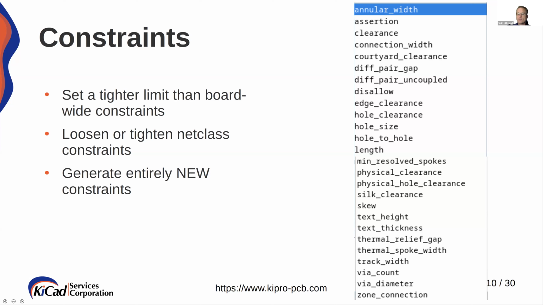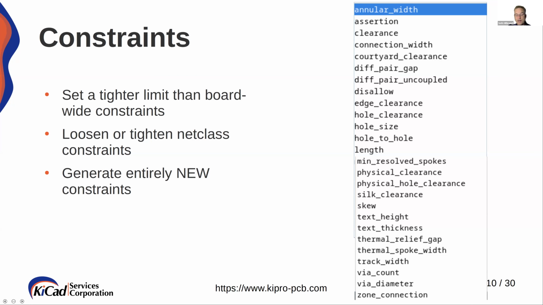So if you want to know, what is the difference between a physical clearance and a physical hole clearance, if it's not immediately apparent, or the difference between a clearance and a physical clearance, each of these things is well documented in the KiCad documentation. So please do have a look there and familiarize yourself with each of these as you are building your own custom rules. Just as a preview, clearance is an electrical clearance.